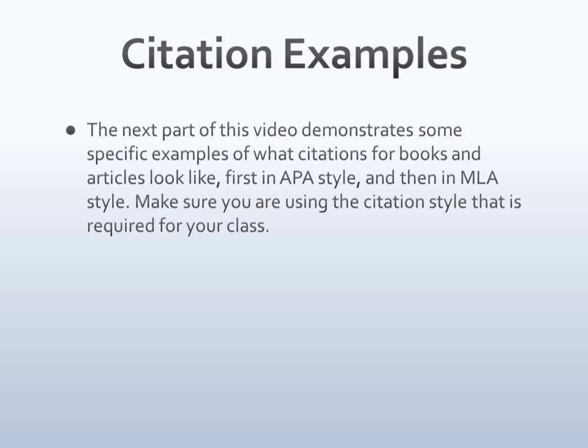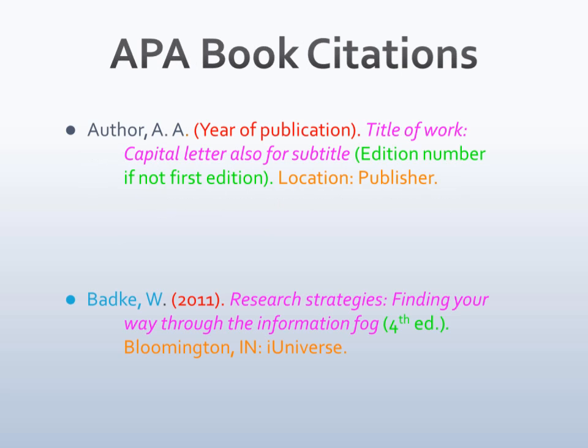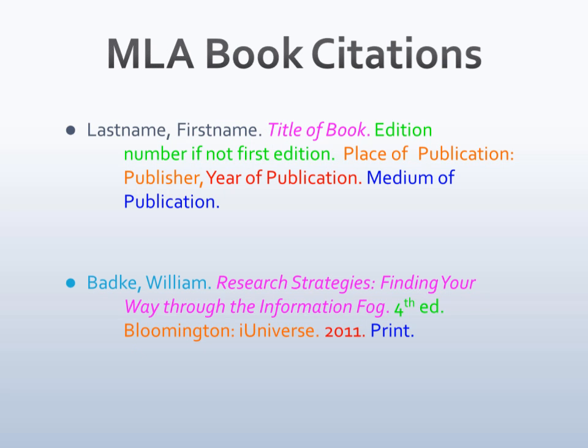The next part of this video demonstrates some specific examples of what citations for certain sources look like, first in APA style and then in MLA style. Make sure that you are using the citation style that is specifically required for your class. You can pause at any time to study these examples further. At the top you have a template for formatting a citation for a book in APA style. Below you can see a specific example of what that looks like. In MLA, a citation for a book looks like this.